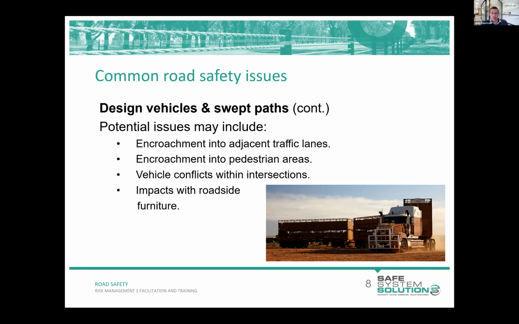We can go too far the other way as well. If we're providing too much space, so if we're adopting a design vehicle that is too large, we can end up with excessive areas of pavement, which can be difficult to delineate. It can mean that smaller vehicles can make turns at excessive speeds and so on. And so it's important that our intersections are as compact as possible, subject to satisfying the space requirements of our design and check vehicles.